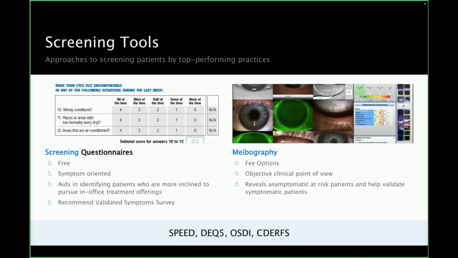Number two on the list, the two most important things: validated symptom survey and meibography. Meibography comes in all shapes and sizes and forms, right? We have the ones that will only show you the glands, and you can pull that up on a screen and explain it to a patient.